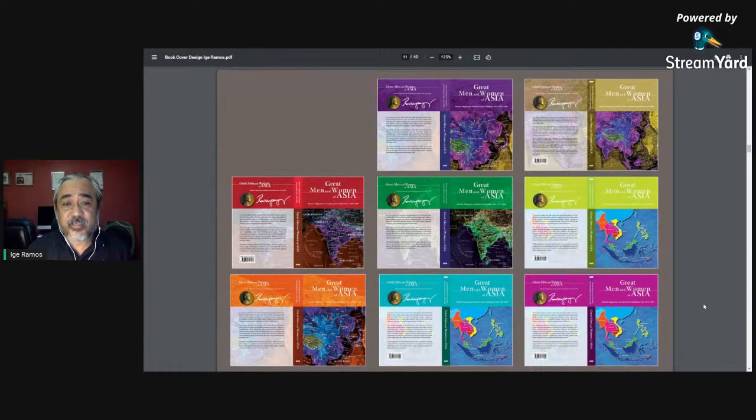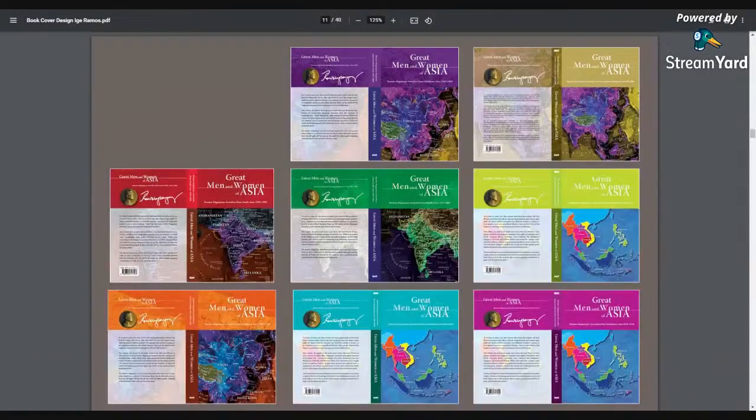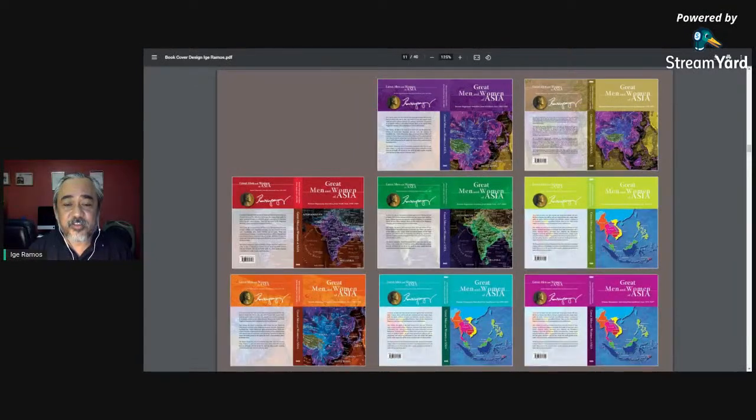One of the series of books I did was the Great Men and Women of Asia, which was published by Anvil and the Ramon Magsaysay Foundation. So these are the biographical stories of the Ramon Magsaysay awardees, no, over the years. So my suggestion was because the awardees were divided, coming from, let's say, various geographical locations, for instance India or Southeast Asia. So that's how we did it.